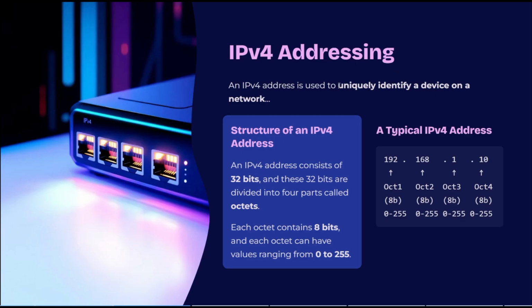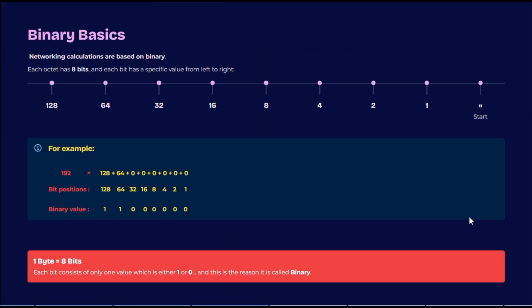An IPv4 address is used to uniquely identify a device on a network. A typical IPv4 address looks like this. An IPv4 address consists of 32 bits, and these 32 bits are divided into 4 parts called octets. Each octet contains 8 bits, and each octet can have values ranging from 0 to 255. As you see on the screen, IPv4 addresses are written in dotted decimal format, which makes them easier for humans to read. So now continuing binary basics with the same addressing example.